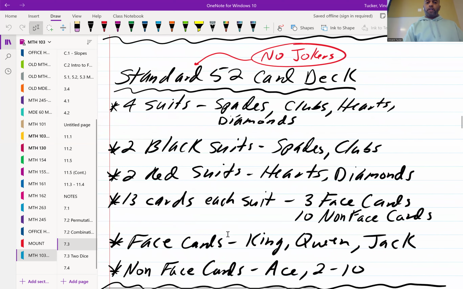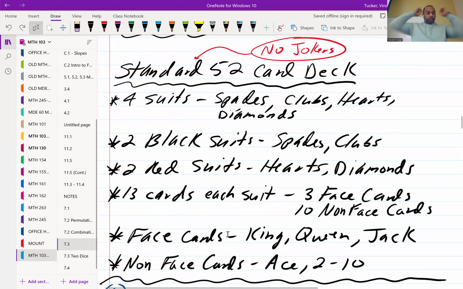So let's talk about cards now, just in case someone isn't familiar with cards. A standard 52 card deck means there are no jokers. We have four suits: spades, clubs, hearts, diamonds. Suits are just another word for categories of cards. Two of them are black, two of them are red. The black suits are spades and clubs, and the red suits are hearts and diamonds.